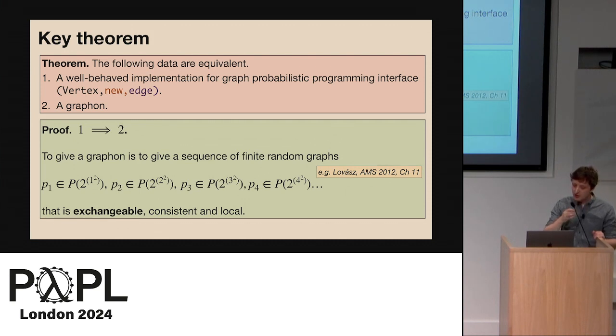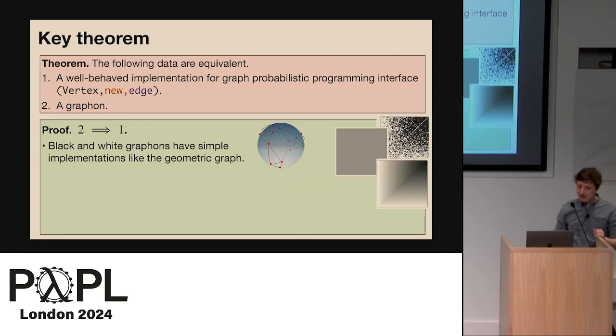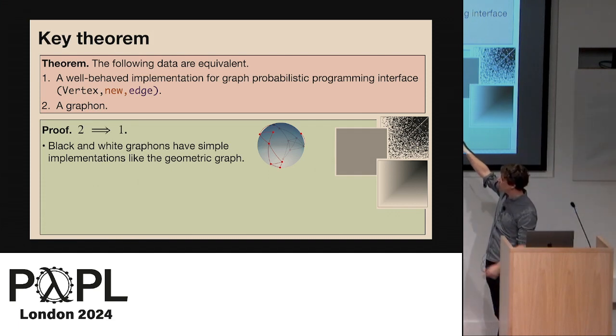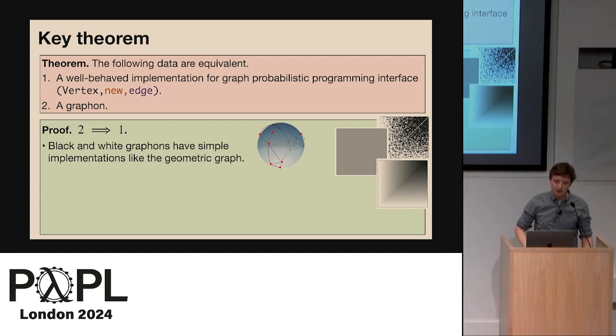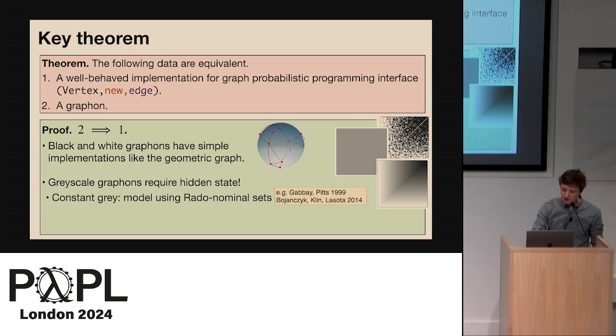Okay? So from a program, we get a graphon by getting this infinite sequence of finite random graphs, and it's exchangeable, it's also consistent and local, therefore it corresponds to a graphon. To go the other way is a bit more non-trivial. For a black and white graph, so if we think of a graphon as a heat map, if it's black and white, we have a simple implementation, and we saw the geometric implementation. A very similar one works for any black and white graphon. If it's grayscale, we need to use some hidden states, and that's where things become more interesting and complicated.